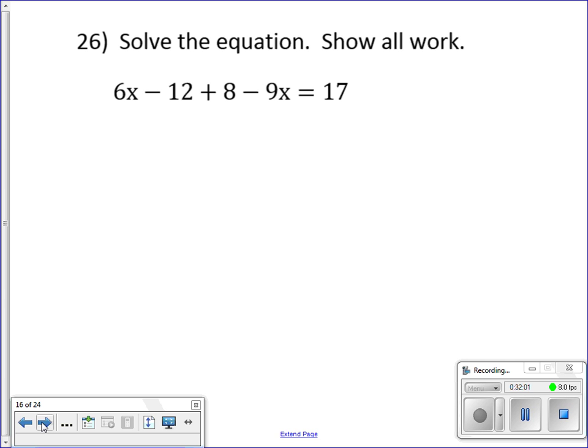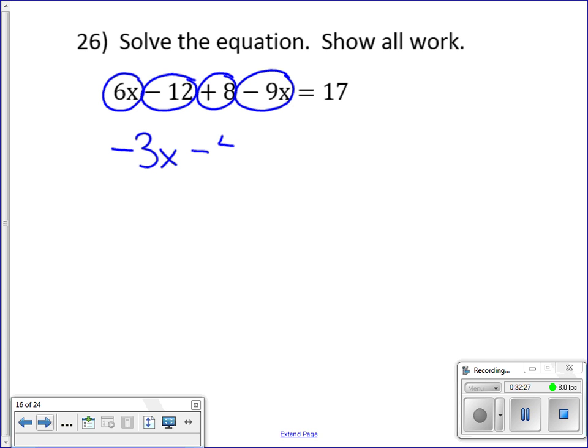Solve the equation. Make sure you're showing all your work. Okay, we need to combine some like terms here to get going. I can start either with my constants or with my variables. I tend to start with the variables. That's just me, but if you start with the constants, that's okay. I'm going to do 6x minus 9x. That means I have a negative 3x. And I'm actually going to combine these at the same time here. Negative 12 plus 8 gives me negative 4.